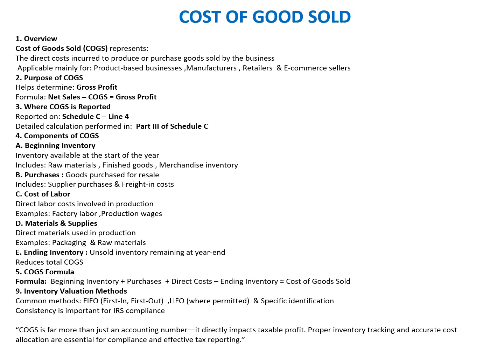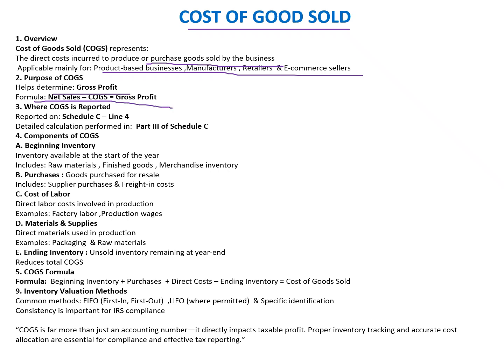Okay, so before actually moving to the expenses, we'll first define the cost of goods sold. Cost of goods sold is basically the direct cost incurred to produce or purchase the goods sold by the business, so it is applicable mainly to product-based businesses, manufacturing, retailers, etc. Its purpose is to help you determine the gross profit, because the formula is net sales minus cost of goods sold equals gross profit.